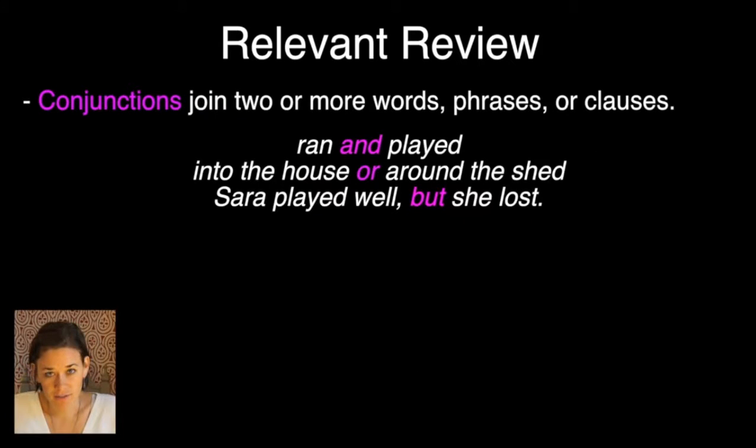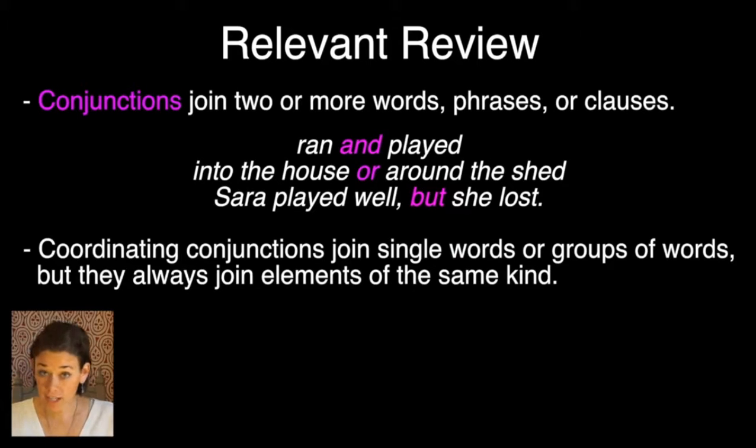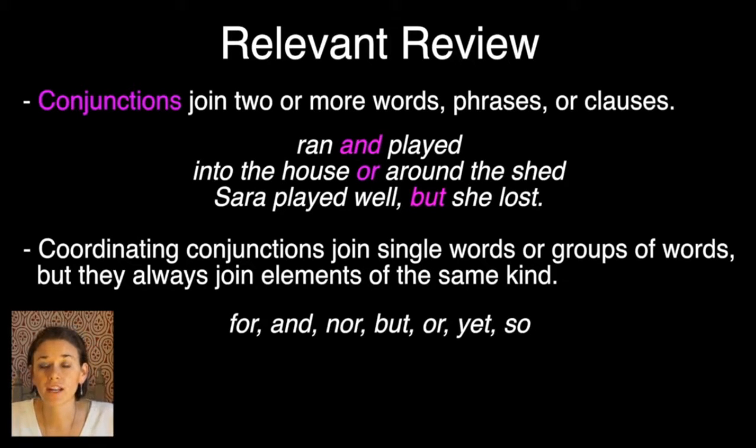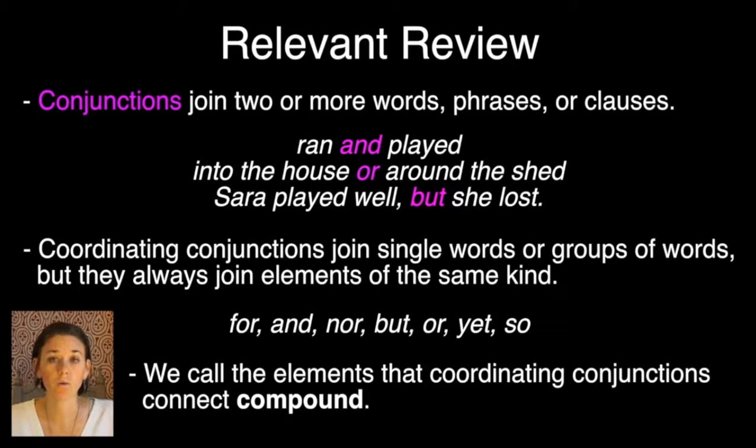Conjunctions are one of the parts of speech, and they join two or more words, phrases, or clauses. Coordinating conjunctions join single words or groups of words, but they always join elements of the same kind. The 7 coordinating conjunctions are, and you can remember this with fanboys: for, and, nor, but, or, yet, and so. We call the elements that coordinating conjunctions connect compound.